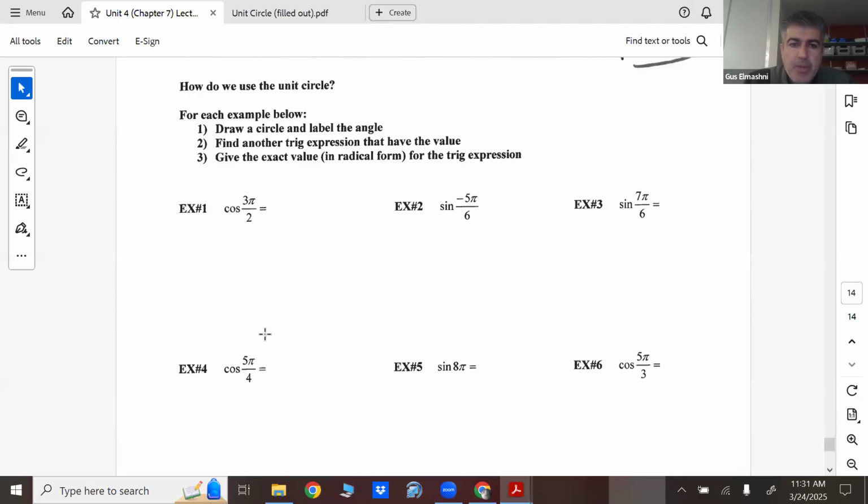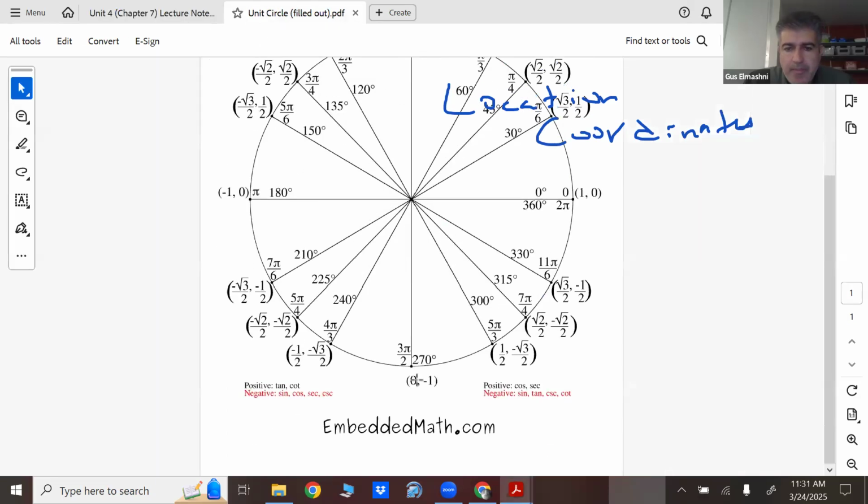Now, how do we use the unit circle? We use it to evaluate trig functions at various places. Key things: know your location and know your coordinates. So for example, at 3 pi over 2, I want the cosine, I want the x coordinate at 3 pi over 2. That's, of course, 0.